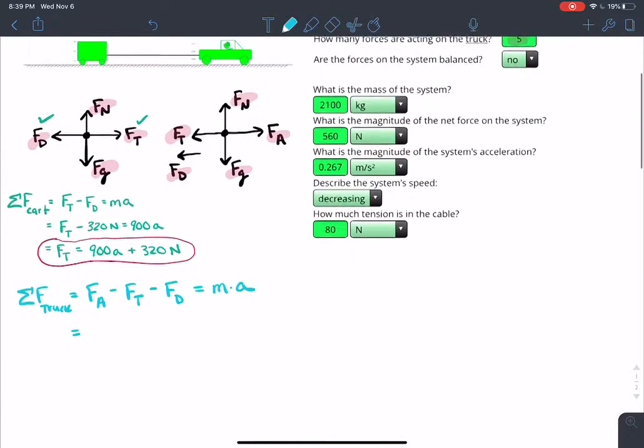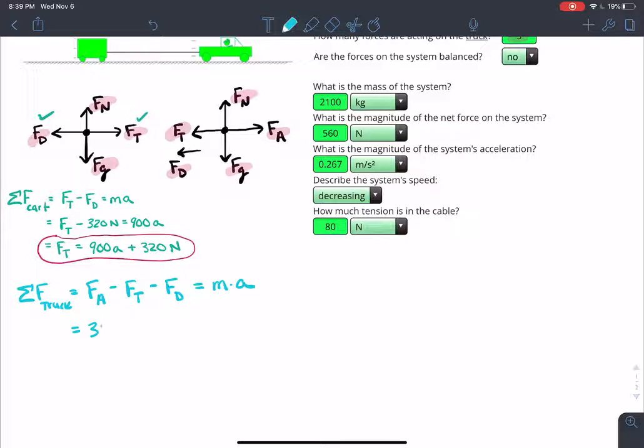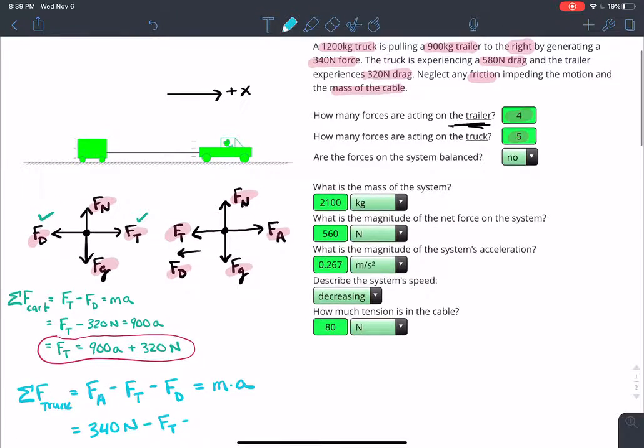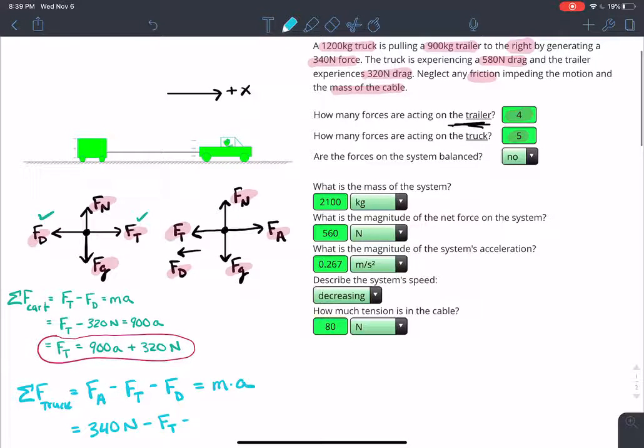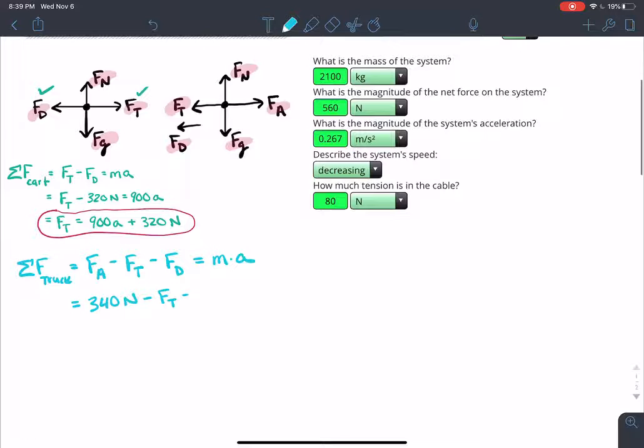It was 340 applied. So we have 340 newtons of applied force minus the force of tension, which we don't know, minus, short-term memory says 320 newtons. No, that's for the trailer. It's 580 newtons for drag on the truck. 580 newtons equals the mass of the truck, which we're told is 1,200 kilograms, times acceleration.